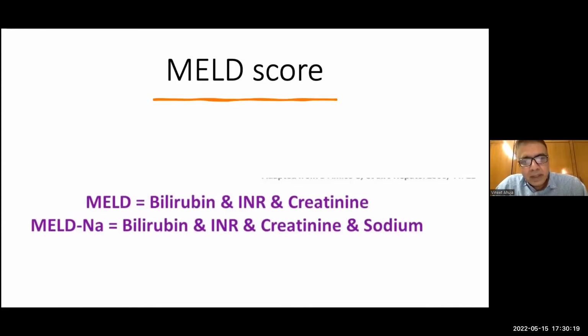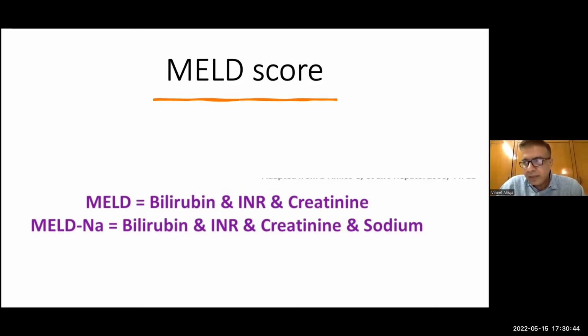Another score which has come up is the model for end-stage liver disease, that is the MELD score, from the Mayo Clinic, which takes into account 3 factors: bilirubin, INR, and creatinine. Here you need an app or a calculator because it is based on a regression equation. There is another score which subsequently has come up, known as MELD sodium, which uses bilirubin, INR, creatinine, and sodium.